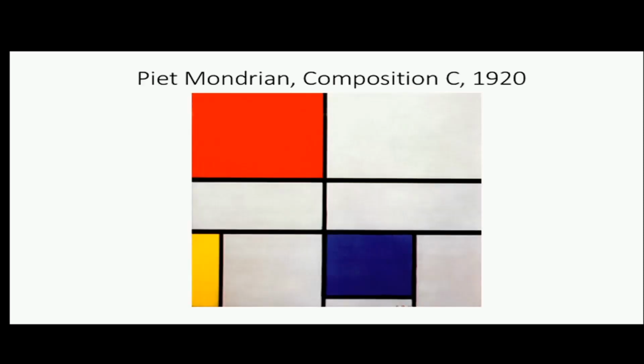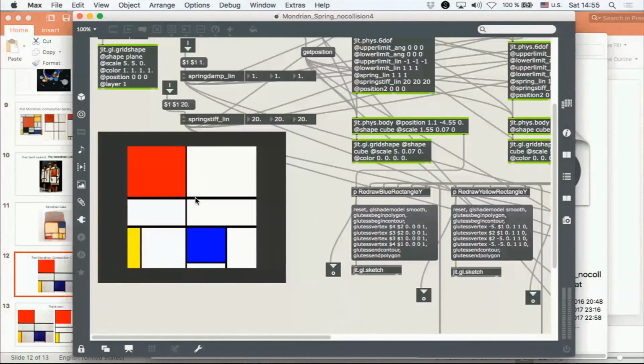I thought that this looks doable, the composition C painting. So I spent some time trying to think how I'm going to animate it. I thought of several possibilities, so I decided it would be interesting to have those behaving like springs, basically.